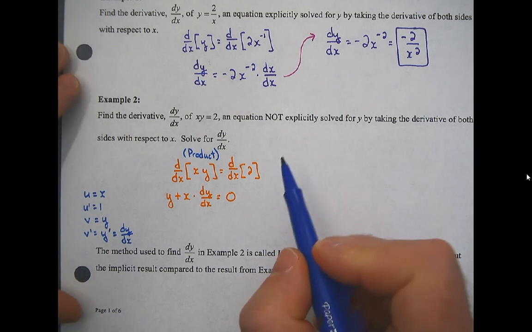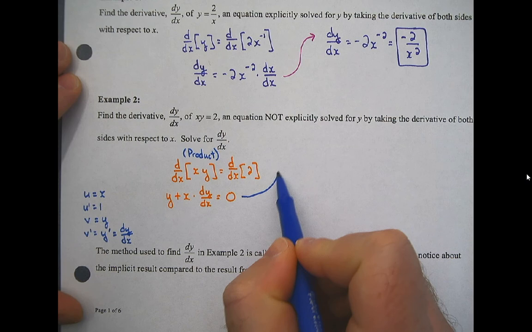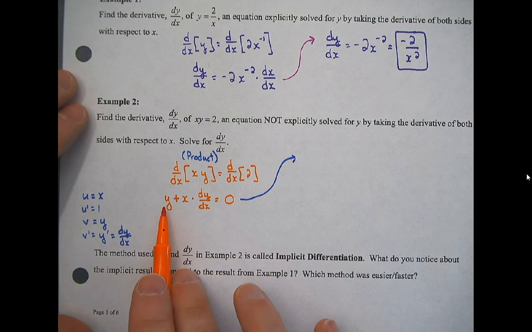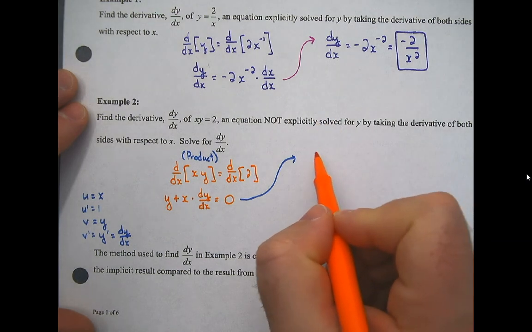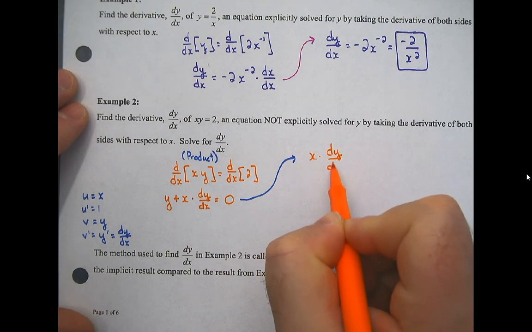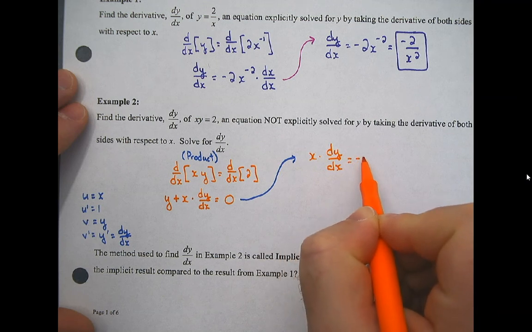All right, so now we're here. We want to go again trying to solve for dy dx. So what I'm going to do is subtract the y to the other side. So I would get x times dy dx equals negative y.